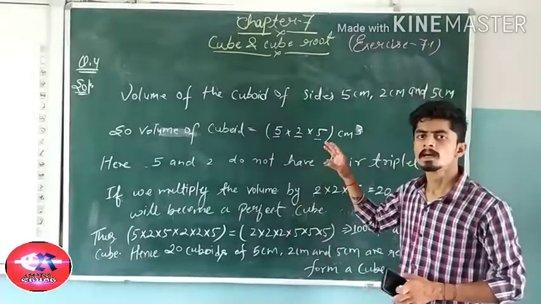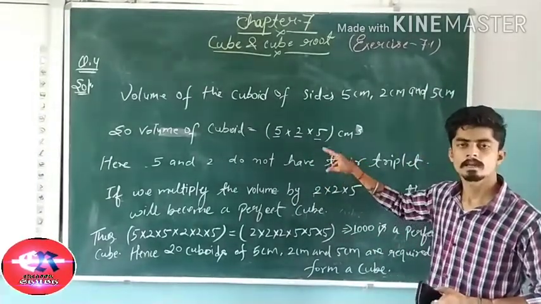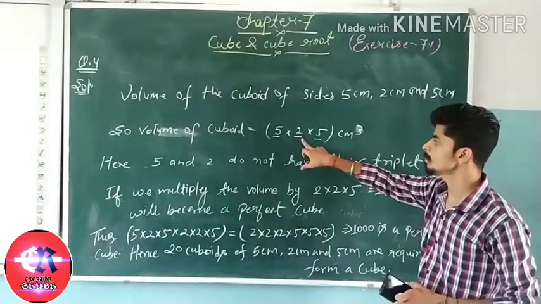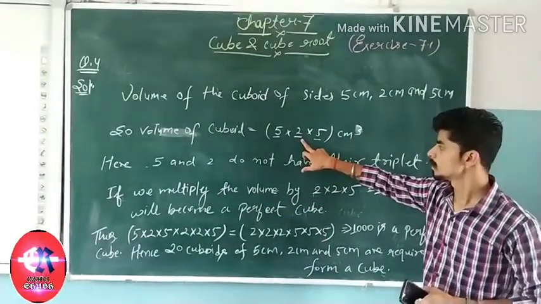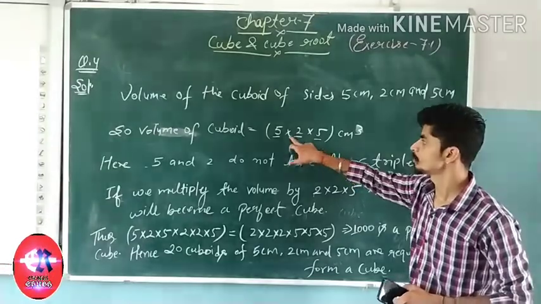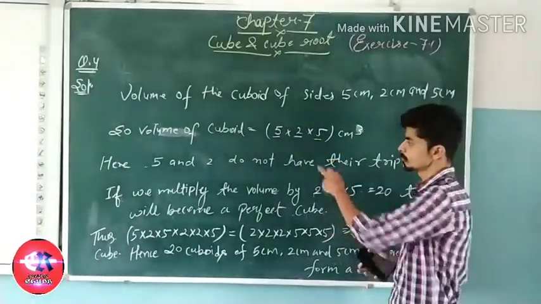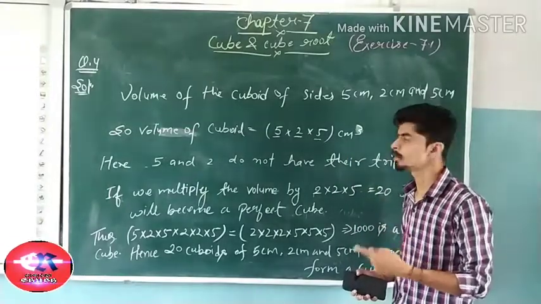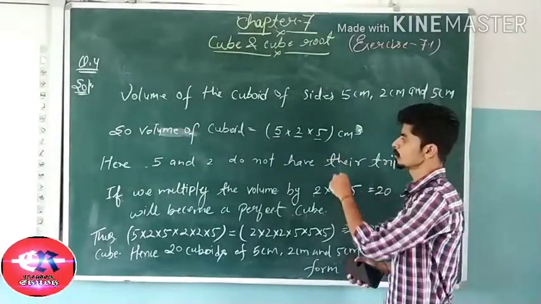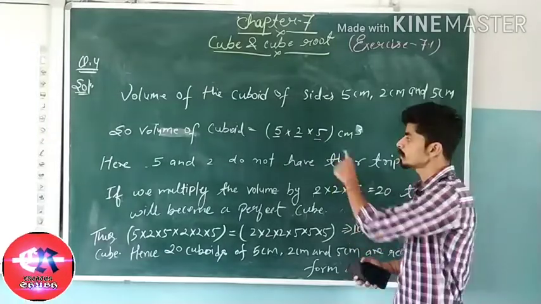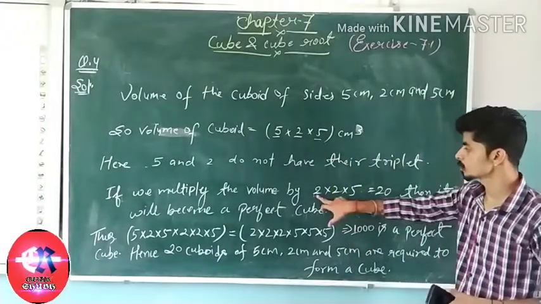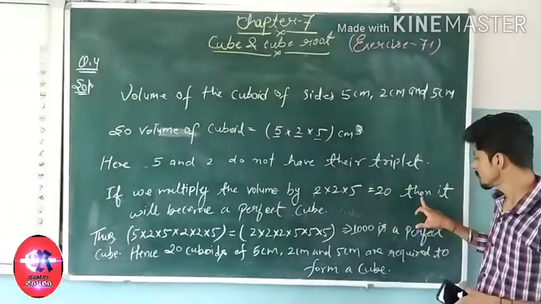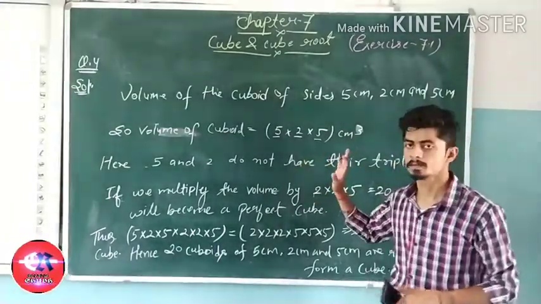Triplet means repetition of a number 3 times. If we multiply the volume by 2 times 2, that means we have to make it completely 3 times. One 2 is already there, we want 2 times 2 more. So if we multiply the volume by 2 into 2 into 5, and the product of these numbers is equal to 20, then the volume will become a perfect cube.